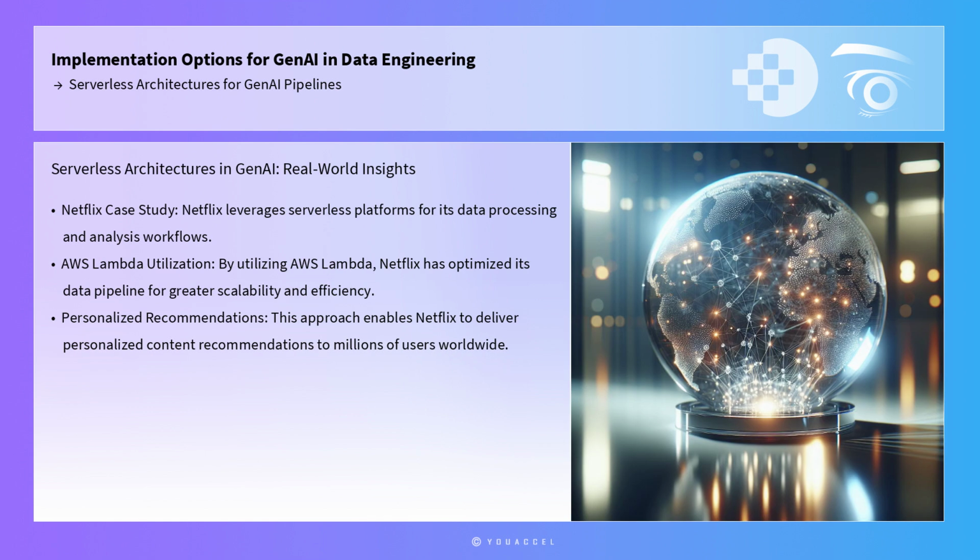For a comprehensive understanding of serverless architectures in GenAI, examining real-world examples and case studies provides valuable insights. A notable case is Netflix, which leverages serverless platforms for its data processing and analysis workflows. By utilizing AWS Lambda and other serverless services, Netflix has optimized its data pipeline, achieving greater scalability and efficiency in processing large volumes of streaming data. This has enabled the company to deliver personalized content recommendations to millions of users worldwide, demonstrating the power of serverless architectures in handling complex AI-driven tasks.